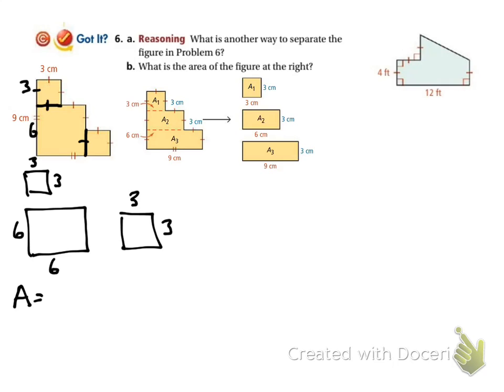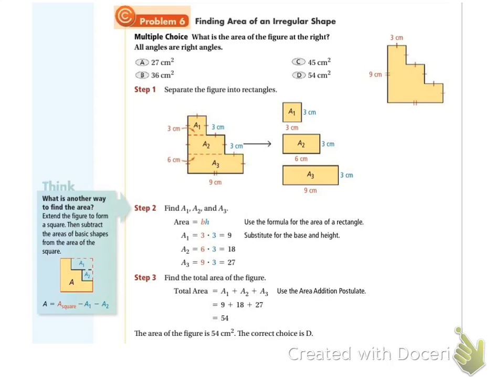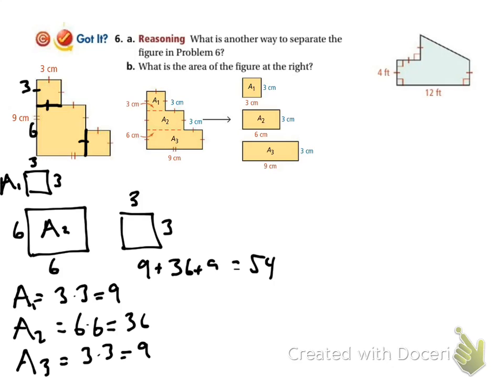So we'll call this area 1. A1 is equal to 3 times 3, which is 9. A2 is 6 times 6, which is 36. And A3 is equal to 3 times 3, which is 9. Then if I add those up, 9 plus 36 plus 9 gives me 54. If I go back and check, 54 centimeters squared was my answer, so we're correct.